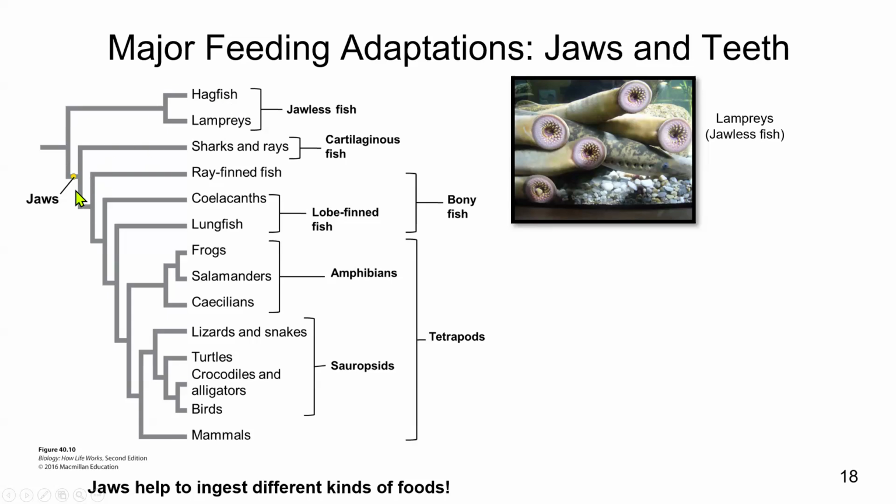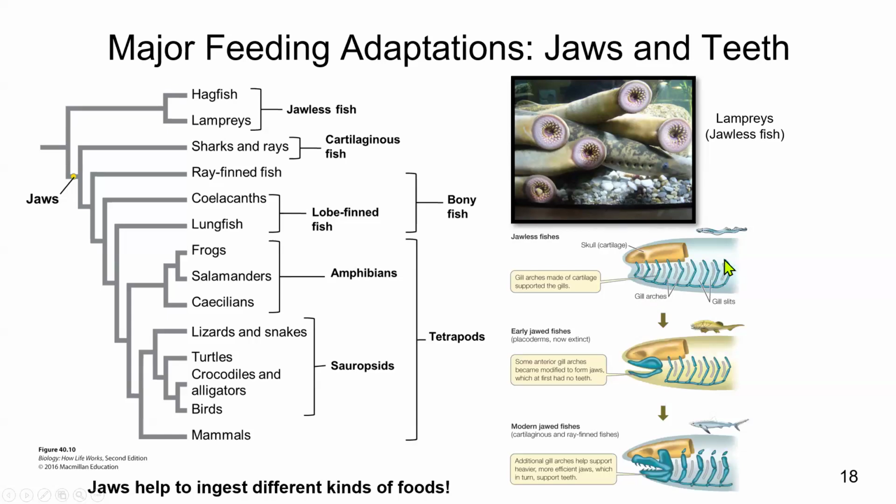And so somewhere jaws evolved in all of these other major groups, including mammals, sharks and rays, frogs and salamanders. All the sort of animals that we typically think of are examples of jawed animals, or I guess vertebrates that we typically think of are jawed animals. And the general consensus is that jaws evolved from gill arches.